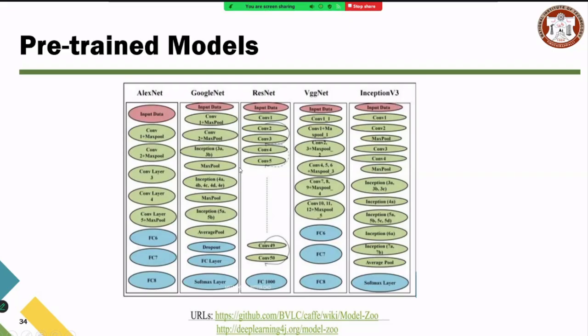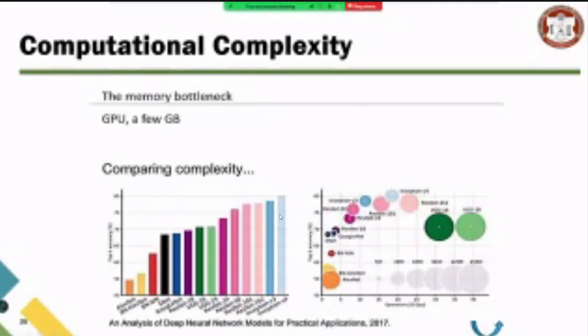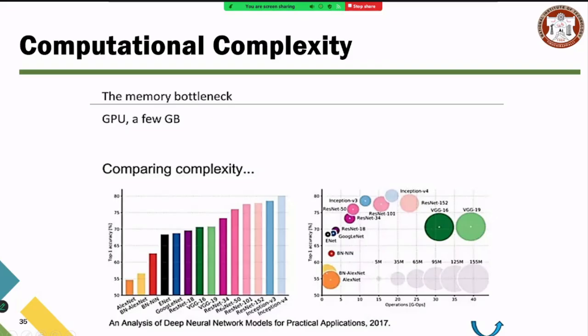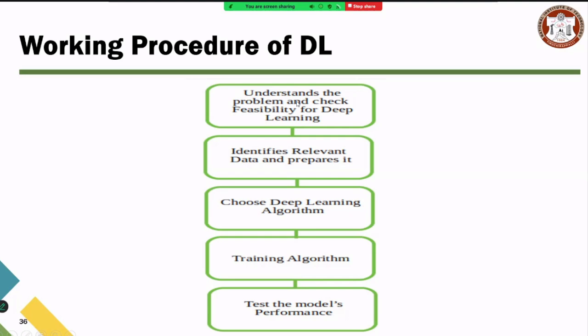How many max pool layers and convolutional layers exactly exist between the input and the output layer. Then this is the computational complexity. We need high performance computing devices like a GPU, graphics processing unit, and we compare the complexity of AlexNet, Inception, whatever you see here, how much information is taken, and memory. These are all the working procedure of deep learning.